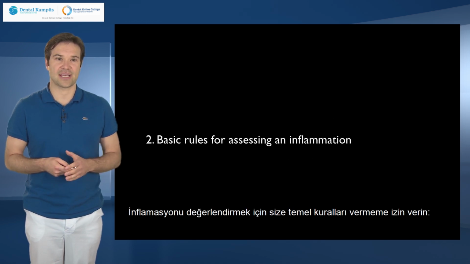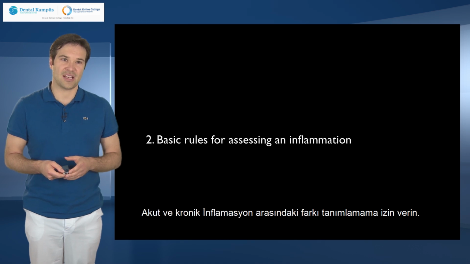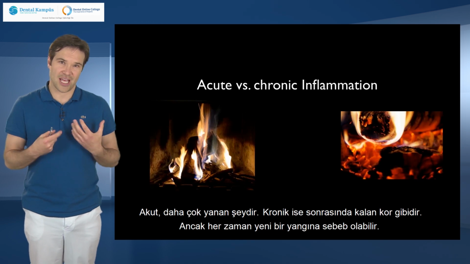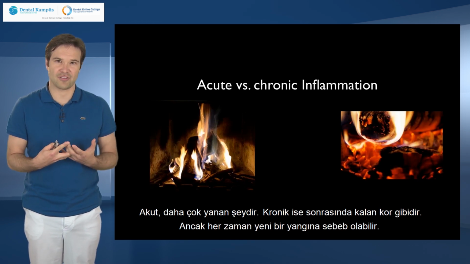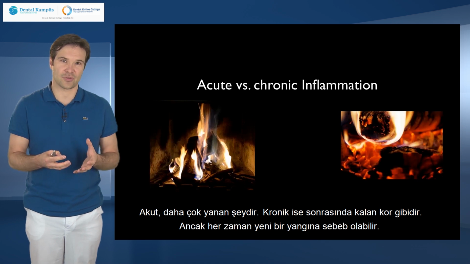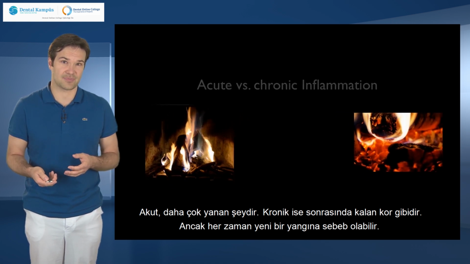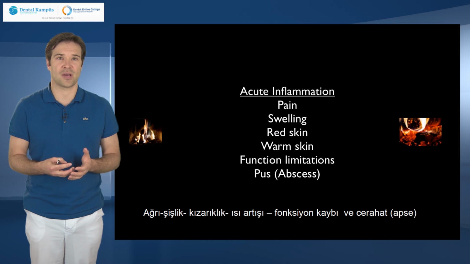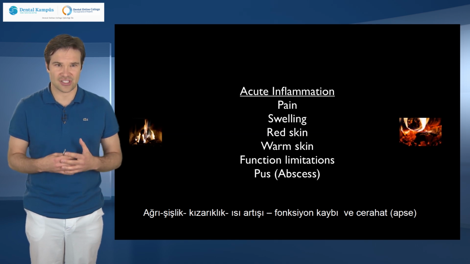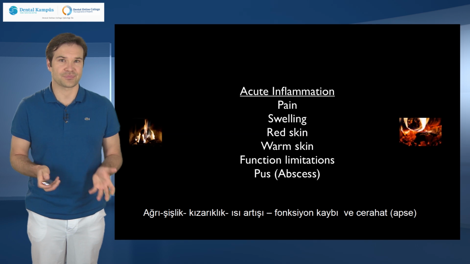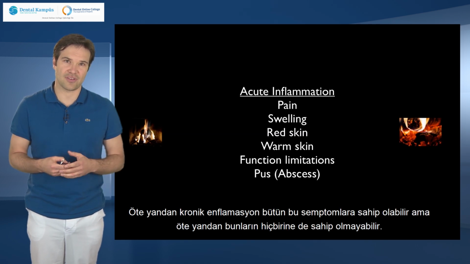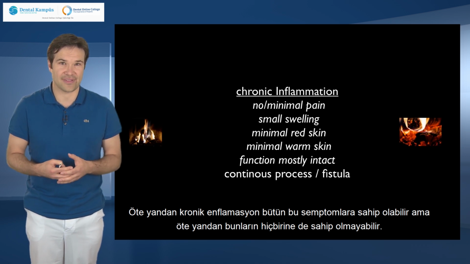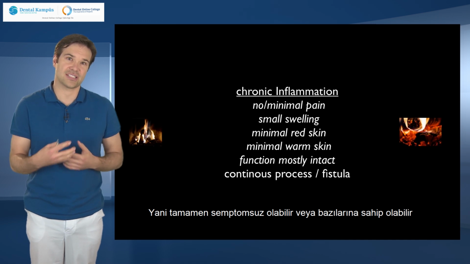So allow me to give you some basic rules for assessing inflammation. Allow me to define the difference between an acute and a chronic inflammation. The acute is more the burning thing, whereas the chronic inflammation is like the glow that's left afterwards, but it can always ignite into a new fire. So the acute inflammation has the symptoms we all know. It has the pain, the swelling, the red and warm skin, it has the function limitations, and it can have the pus. On the other side, the chronic inflammation can have all these symptoms, but may also not have any of these. It can be totally symptom-free or just have some.